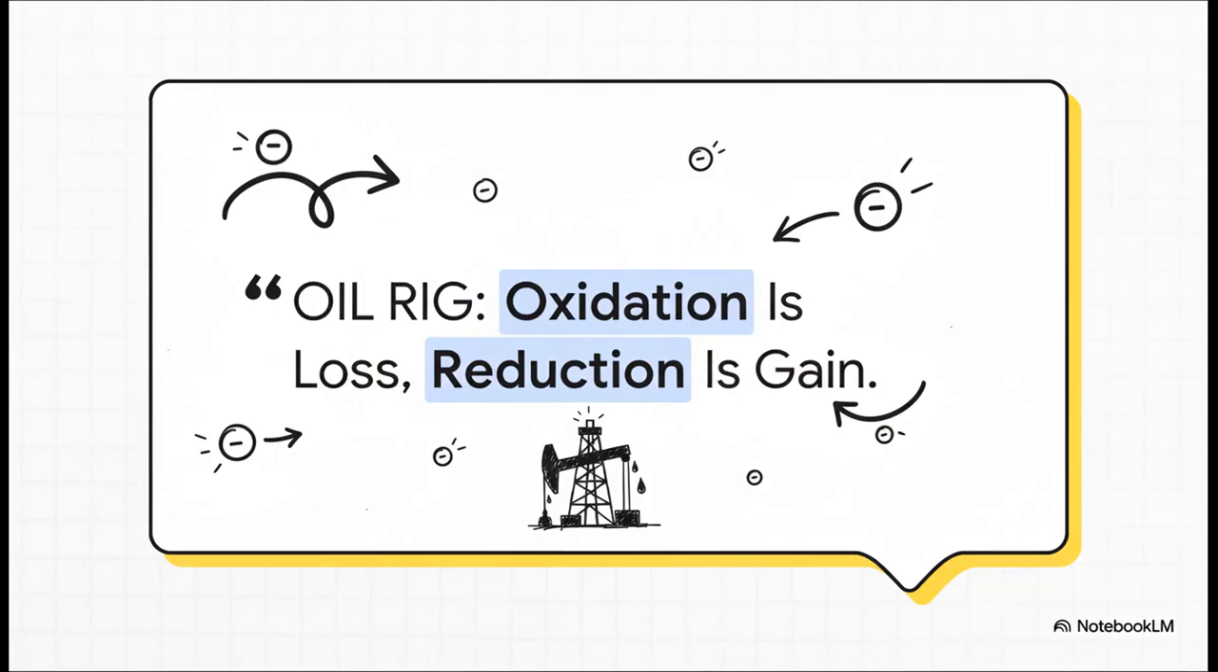Now, I know trying to keep oxidation as loss and reduction as gain straight can be a little tricky, but chemists have a fantastic little trick for this. If you only remember one thing from this whole explainer, make it this mnemonic: OIL RIG. Just say it with me: OIL RIG. Oxidation is loss, reduction is gain. This simple phrase is going to be your key to understanding all of this. It's a lifesaver, trust me.